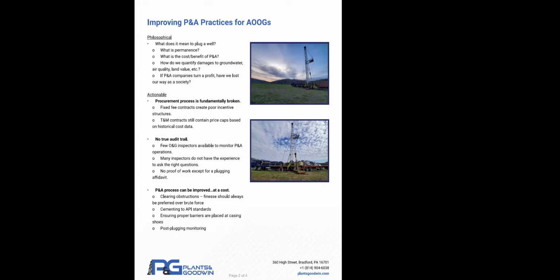So if we can't keep up with the current inventory that we have, the 3.5 million orphaned, abandoned, and idle wells that are out there, and if we have to say that P&A costs cannot go up, then we have to accept that we're never going to catch up, that we're never going to address the problem. So what could be actionable on this?